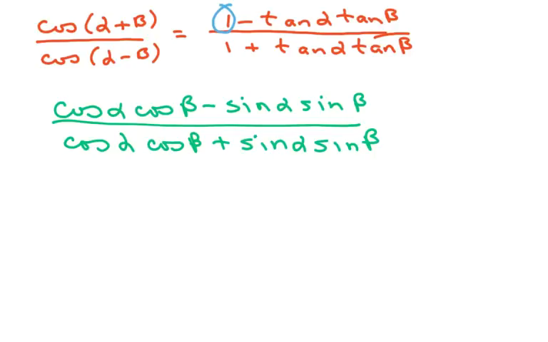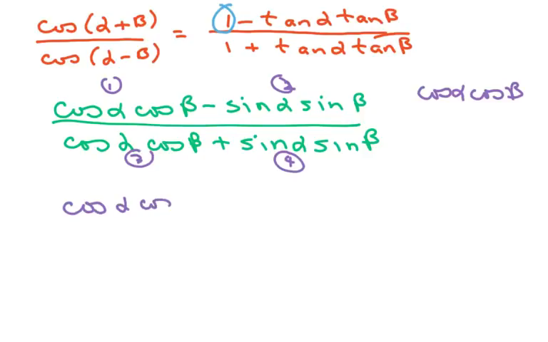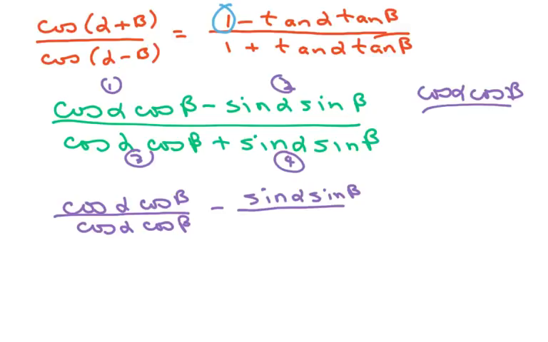So basically what I'm doing is I'm going to take each of these pieces. I have 4 pieces. This piece, this piece, and this piece. I'm going to divide everything by cosine of alpha, cosine of beta. Because when I do that, I'm going to get a 1 for these first two. So let me write it out. Cosine of alpha, cosine of beta, over cosine of alpha, cosine of beta, minus sine of alpha, sine of beta, over this again, cosine of alpha, cosine of beta. Okay, that was my numerator.